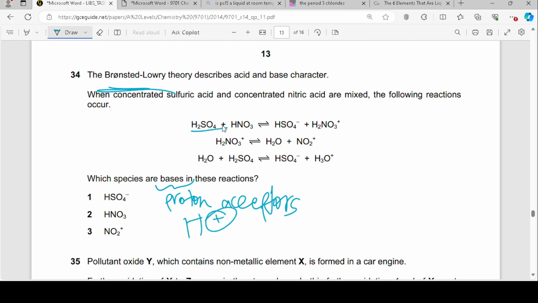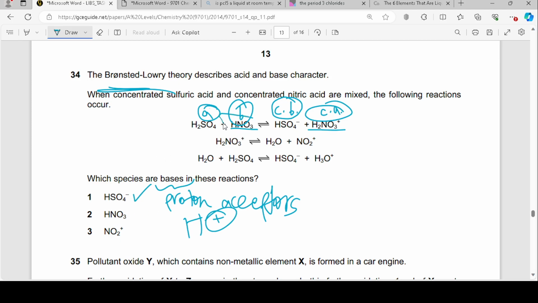Okay, so H2SO4 is obviously an acid, and therefore the other compound must be the base. And then you have the conjugate base of H2SO4 being HSO4 minus, which has one less hydrogen, of course. As for H2NO3 plus, you can see it has one more proton than HNO3, so therefore this has to be the conjugate acid of HNO3. So what can I say? Which species are bases? Well, do I have HSO4 minus as a base? It is a base. It's the conjugate base of H2SO4. So 1 is right.